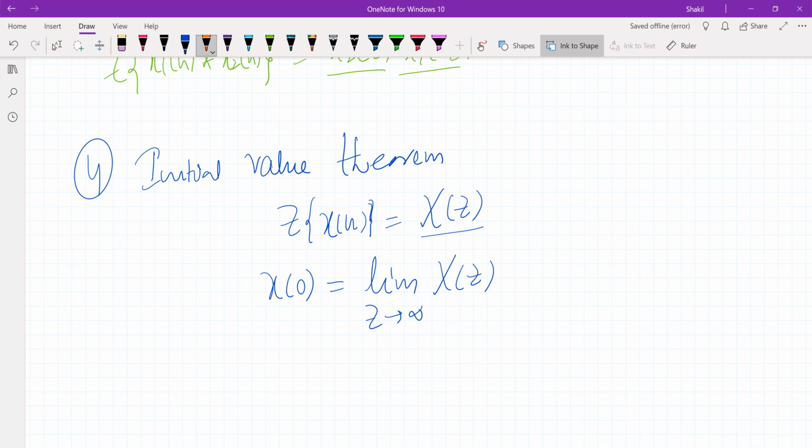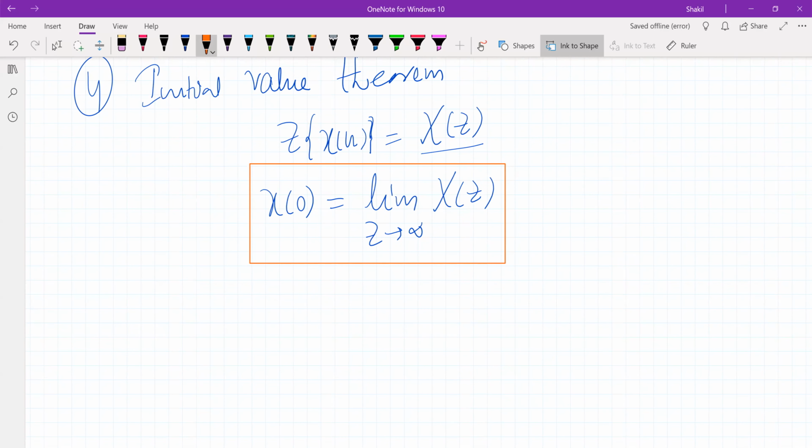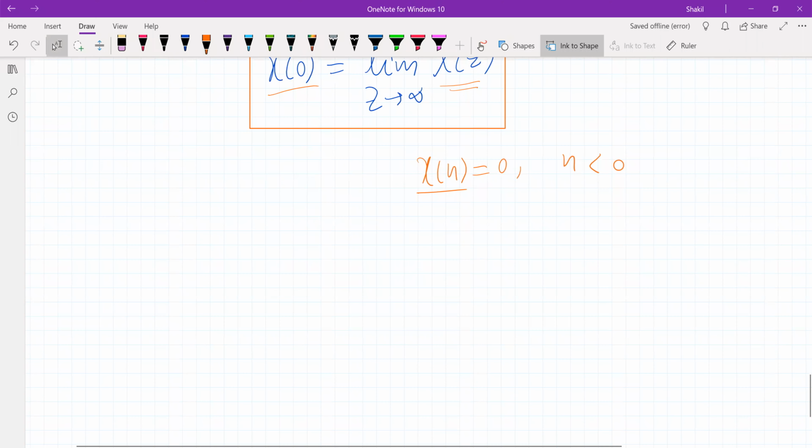Remember, this is true only if x of n is a causal sequence. Causal means x of n is equal to 0 for n less than 0. That's the meaning of a causal sequence. So if x of n is a causal sequence, then you can compute the initial value from the Z transform. This is asked sometimes in GATE, so to derive this property, we can write the Z transform like this.